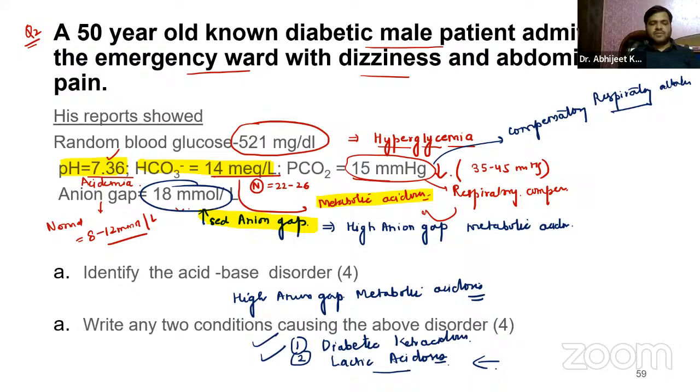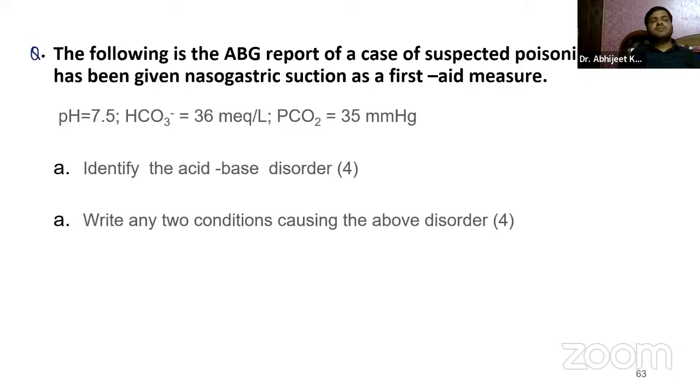Now, coming on to the next one. Guys, the next question says that the following is the ABG report of a case of a suspected poisoning who has been given nasogastric suction as first aid measure. pH is 7.5. Now, guys, when I say pH, you already know it is slightly higher than the normal pH, so it can indicate alkalemia. Emia means blood. Bicarbonate levels, guys, you already know normal is 22 to 26 milliequivalents per liter. Over here it is given 36.